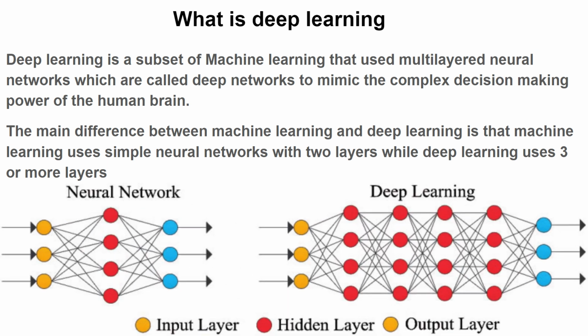This is an example. This is a normal neural network compared to a neural network that's used in deep learning. As you can see, the normal neural network only has one and sometimes can have two. Meanwhile, the deep learning has three additional hidden layers aside from the initial hidden layer that comes after the input layer.